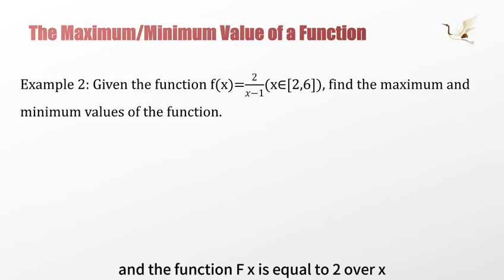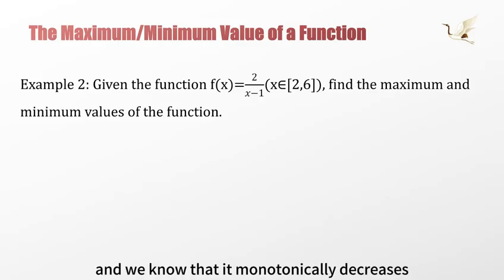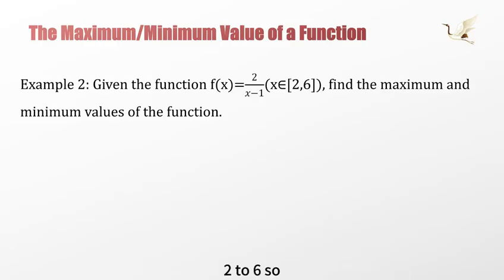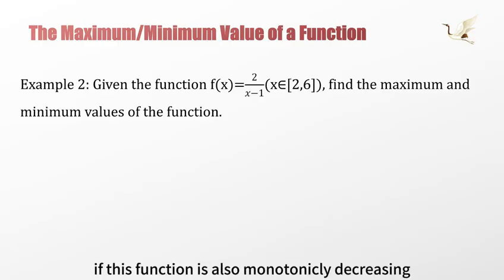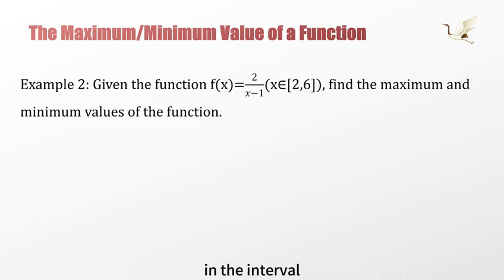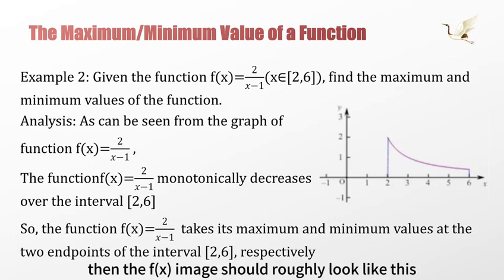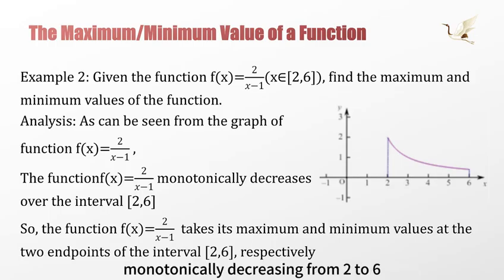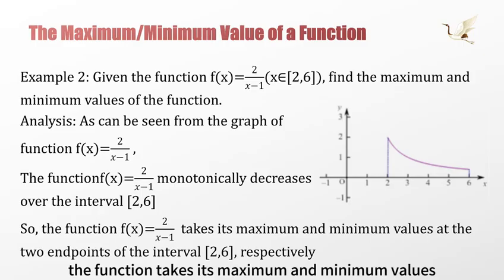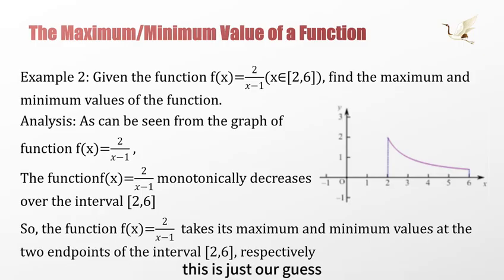And the function f(x) equal to 2 over x, we know that it monotonically decreases over the interval 2 to 6. So let's guess if this function is also monotonically decreasing in the interval 2 to 6. If our guess is true, then the f(x) image should roughly look like this, monotonically decreasing from 2 to 6. The function takes its maximum and minimum values at the two endpoints of the interval. This is just our guess.